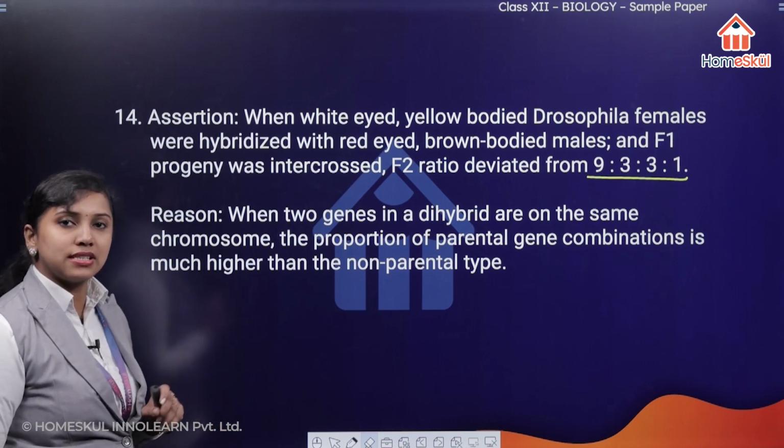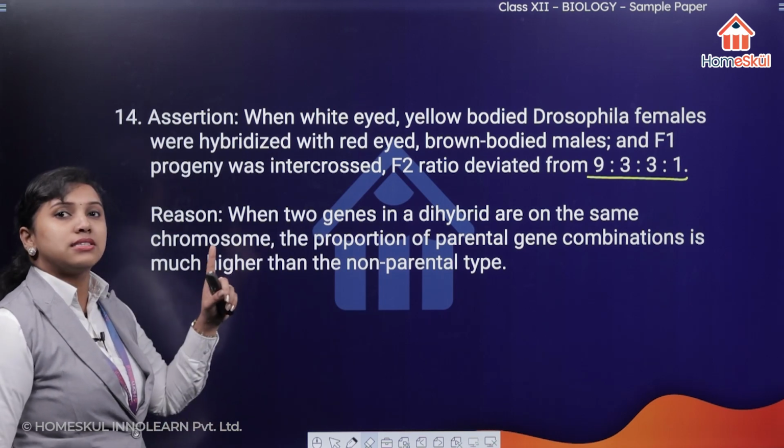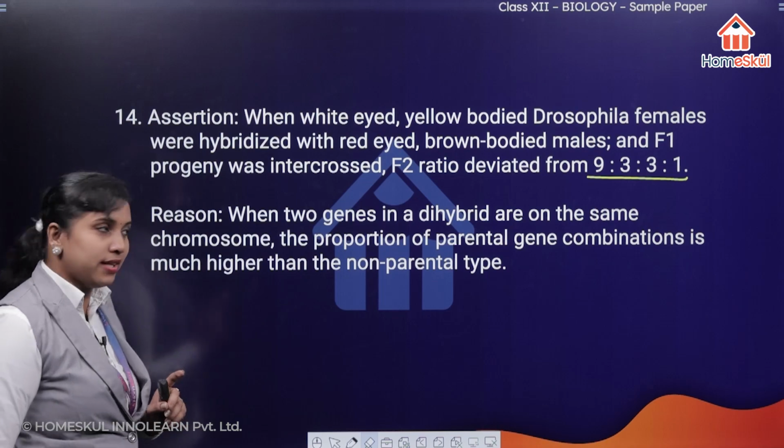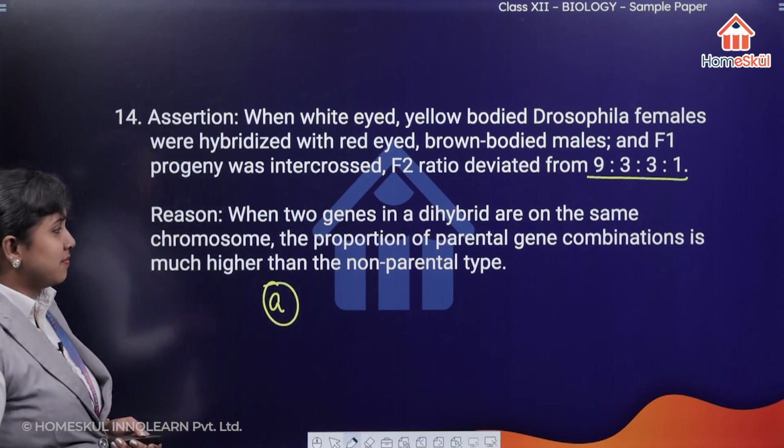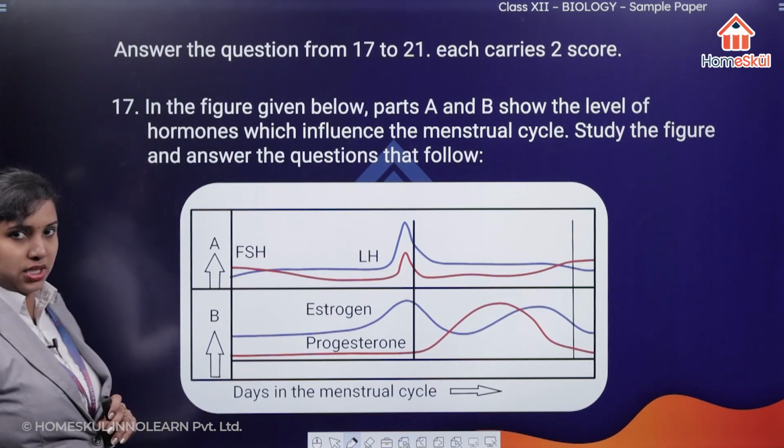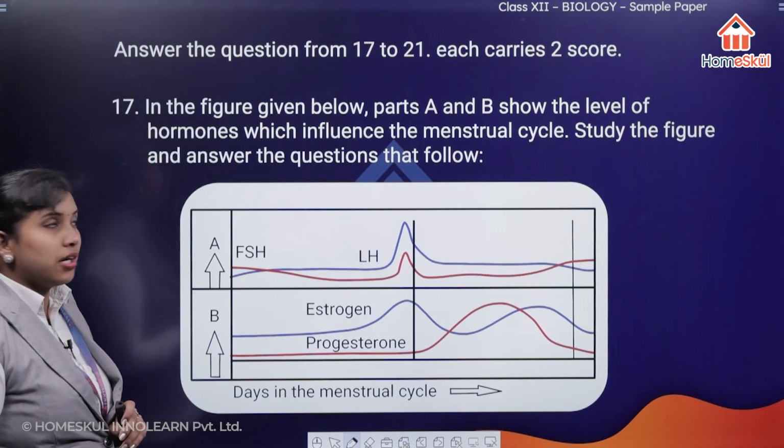Both the assertion and the reason are true, and the reason given is the correct explanation for the assertion there. So we can go for option A. Okay, option A. Then next question. Let us see the question from part 2.